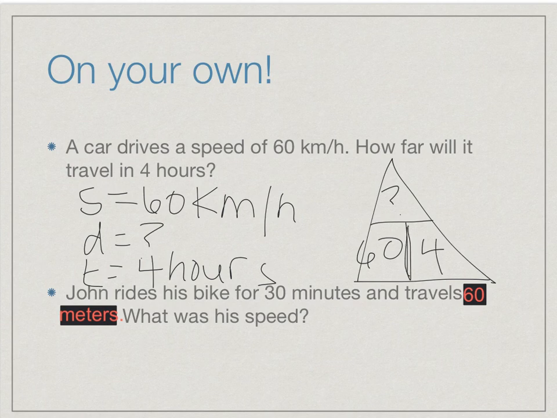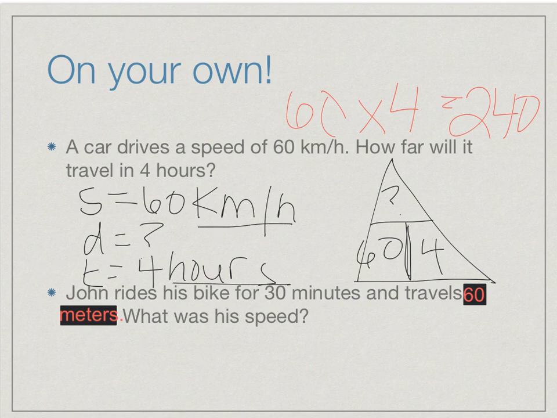This line right here means multiply, which means that I'm going to do 60 times 4, which will give me 240. And our unit, if our speed is 60 kilometers per hour, and we have our hours here, that means the kilometers are missing, so that means the car travels 240 kilometers.